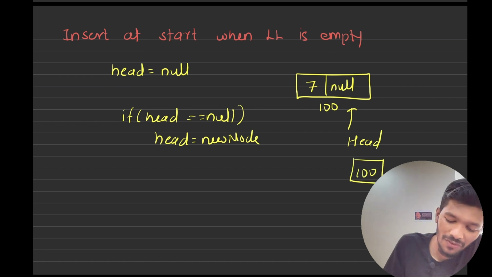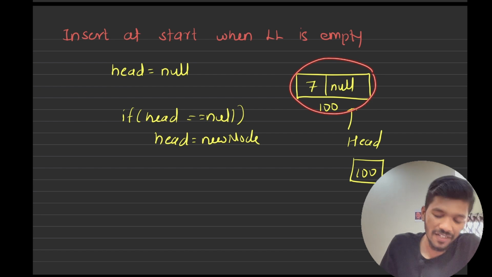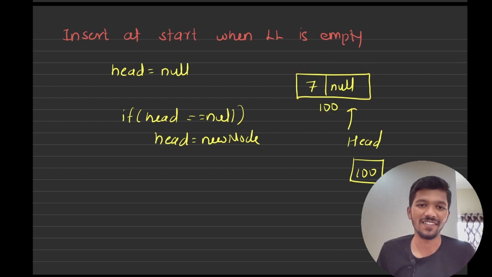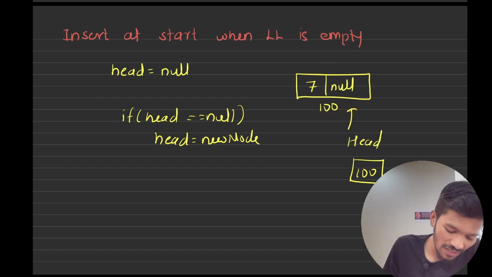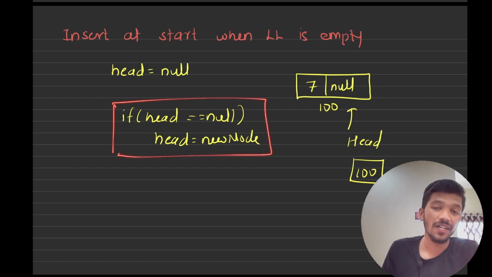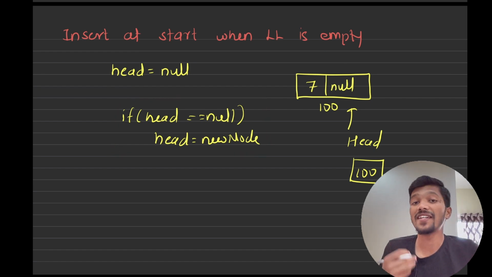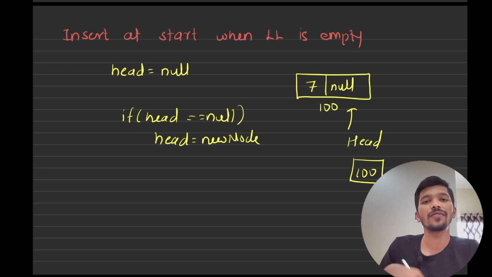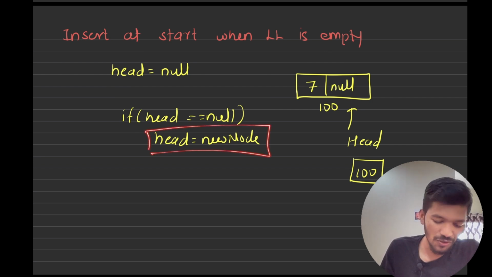Now if you observe carefully, the node which I have created itself became my first node of the linked list, right? So I need to make sure this is the first condition I write. What? If head is equal to null, which means my linked list is empty, therefore the node which I have created itself will become my first node. So simply I need to bring head is equal to new node.